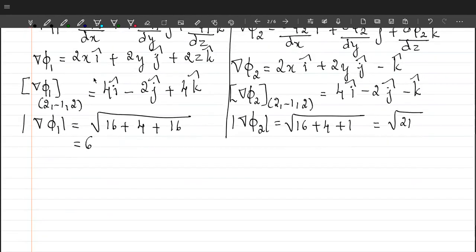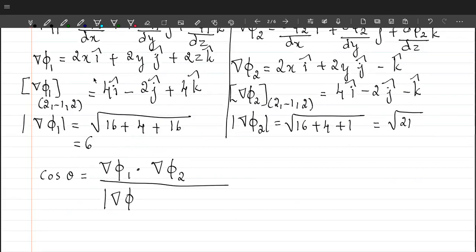So now let's use the formula to find the angle between the two surfaces. We know that the angle between the two surfaces, phi 1 and phi 2, will be the same as the angle between the vector normals to the surfaces phi 1 and phi 2. So to calculate the angle between the surfaces, let's use the formula cos theta equal to del phi 1 dot product with del phi 2 divided by the magnitude of del phi 1 multiplied with the magnitude of del phi 2.